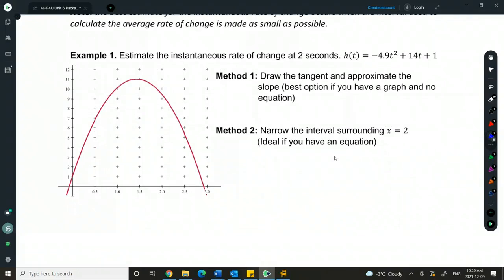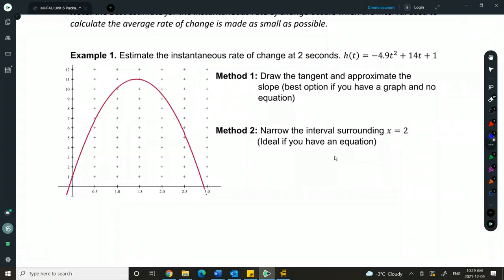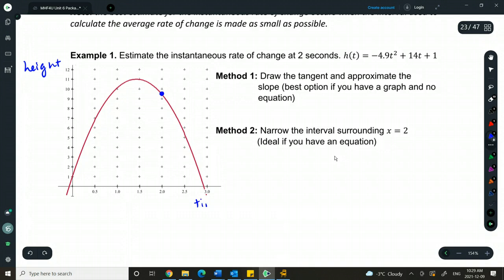So this is actually the graph that we were looking at at the end of our last lesson. This is the same quadratic. And I'm going to show you two methods that we can use to estimate instantaneous rate of change at 2 seconds. So at this specific point, we want to know how fast is height changing with respect to time. So remember, this represented height, and this represented time in seconds. And this is height in meters.